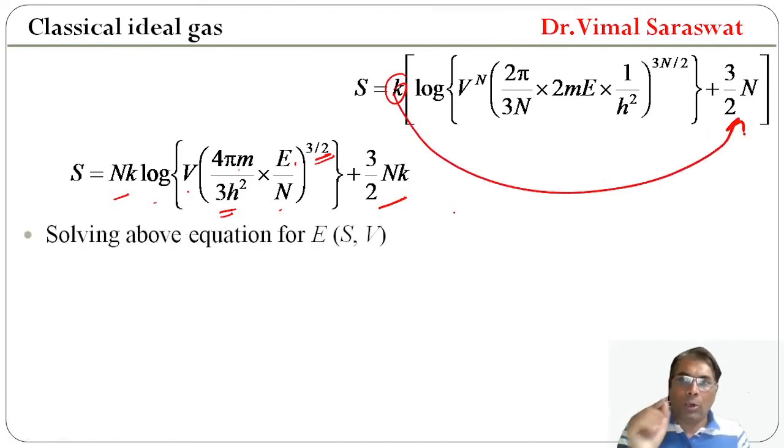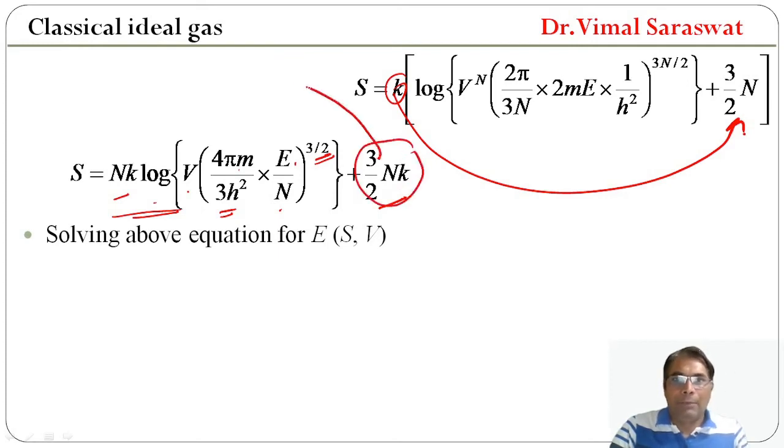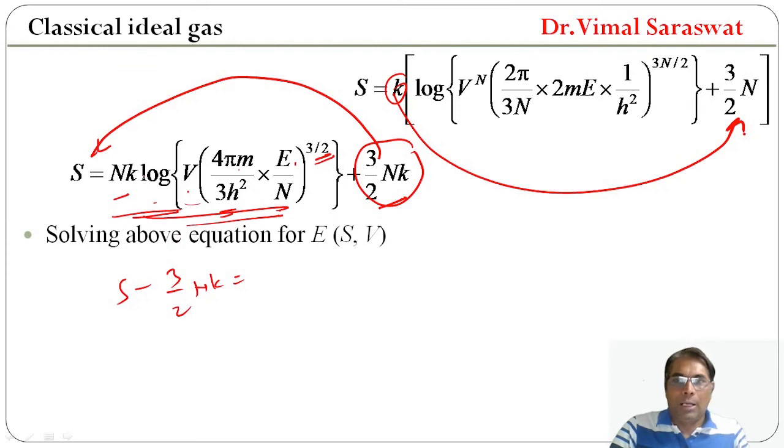Now on solving the above equation for E, so if we solve this equation for E, first of all this 3/2 nK will transfer from here to here. So S minus 3/2 nK is equal to this term. Now we divide with nK. So (S minus 3/2 nK) upon nK will be this one.